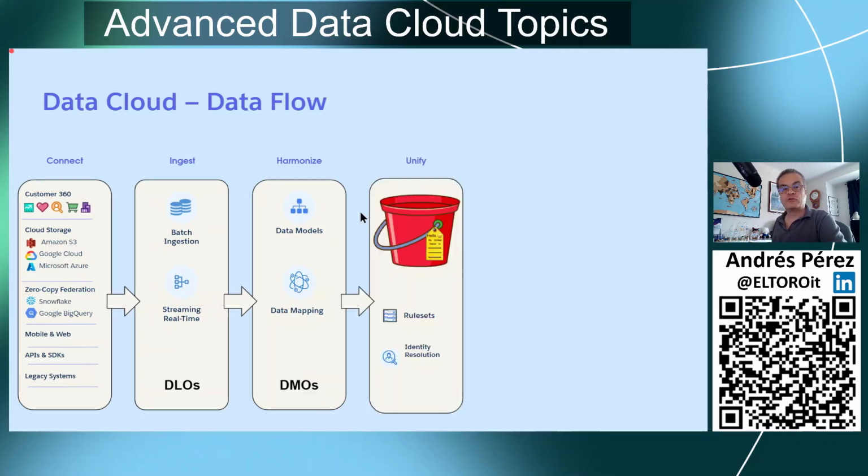Then comes the process of unification, which is putting the customers inside buckets. That is based on rule sets. For example, there are two types of rule sets: matching rules and reconciliation rules. Matching will determine what goes into the same bucket, and then the resolution is basically what's going to be printed on the label that hangs from that particular bucket. That is also called identity resolution.